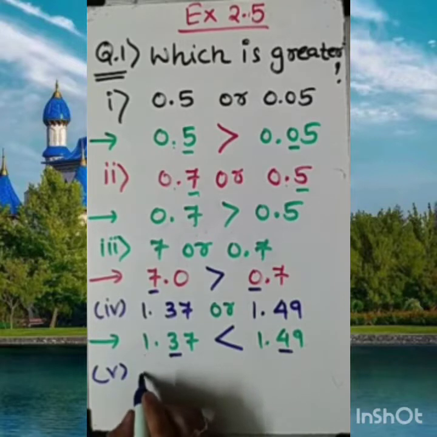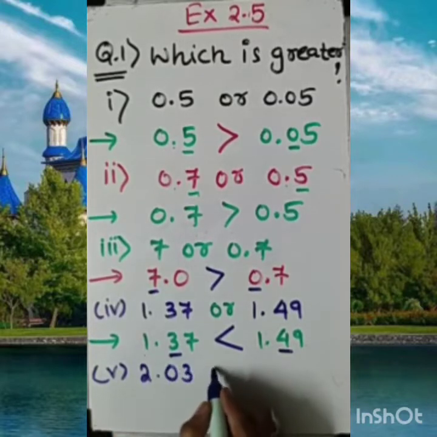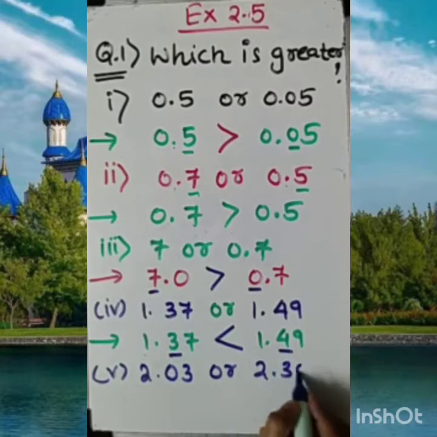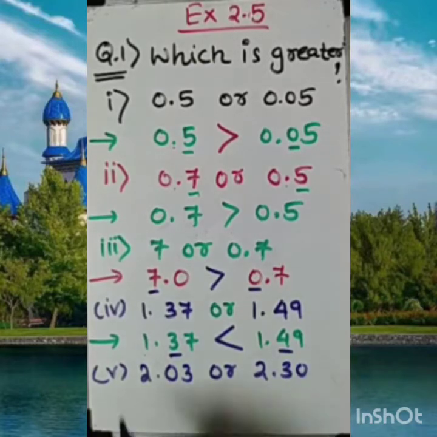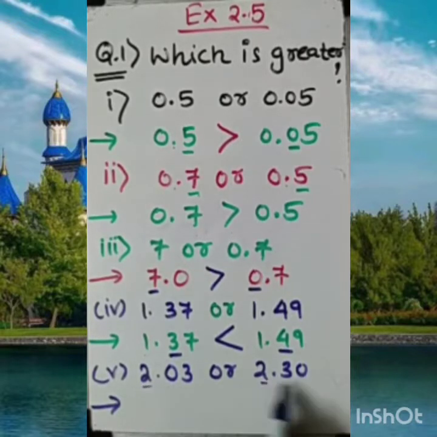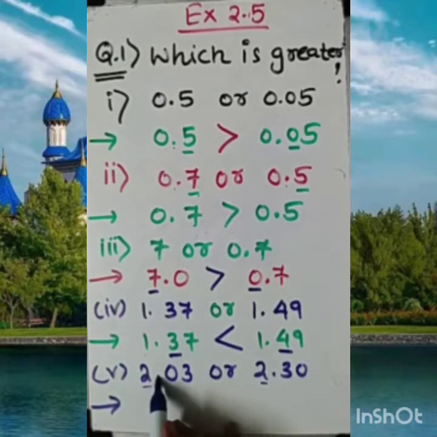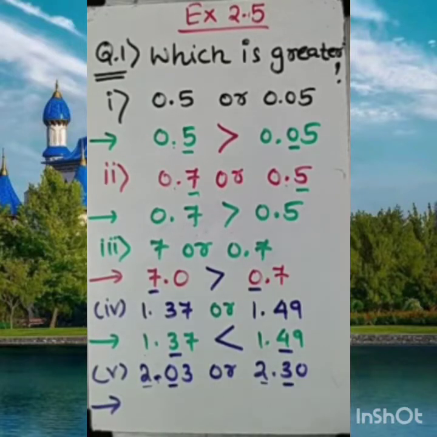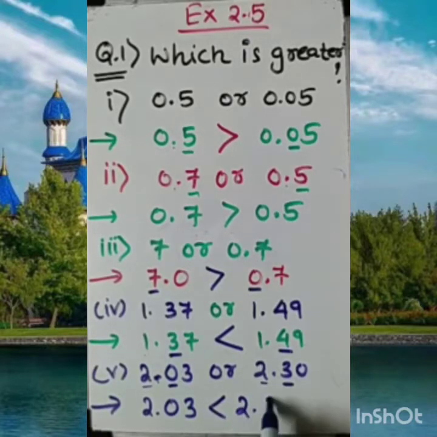Let's go with the fifth. We are given 2.03 or 2.30. So how to move with that? Very easy. First you see the integer part is 2. Here it is 2. Both are similar. Then proceed to the next digit after the decimal. After the decimal this side 0 and this side 3. So of course I should say 3 is bigger than 0. So I need to write 2.30. So this is the fifth part.